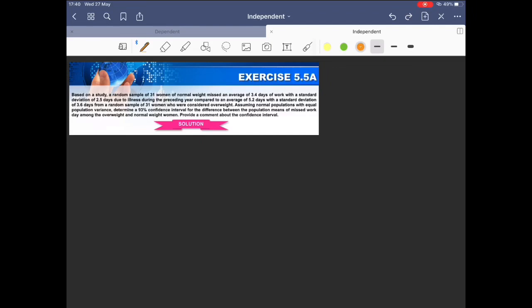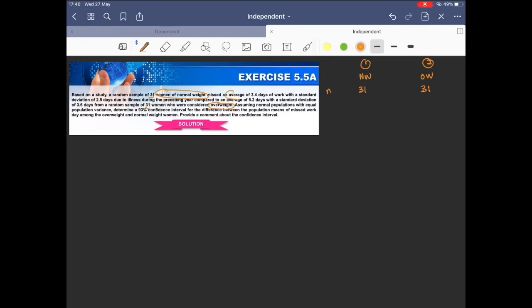First, women of normal weight, and second, overweight. So you have sample 1 normal weight and sample 2 overweight. Okay, look at here, 31 and 31. Sample size of normal weight is 31. Sample size of overweight is also 31.